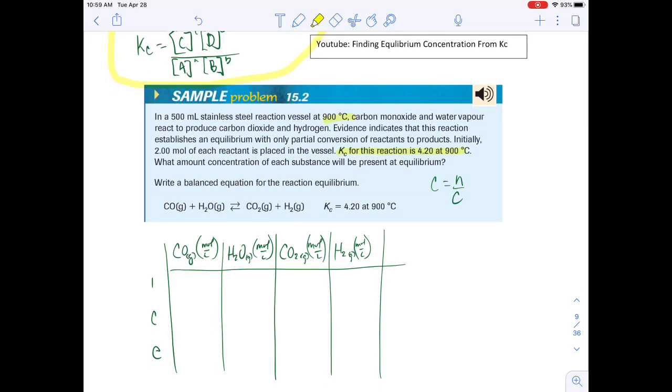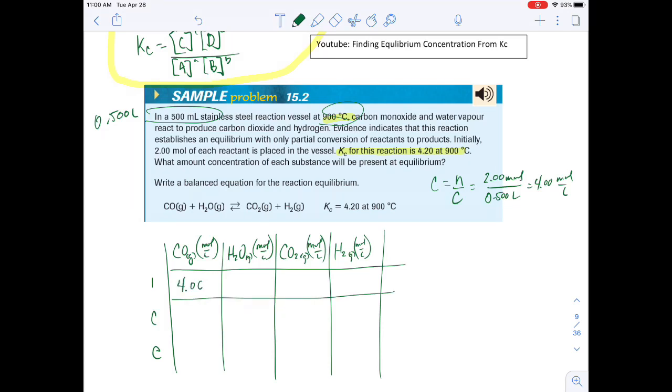So in this question, it says in a 500 milliliter stainless steel reaction vessel. So that's half a liter, first of all, so that's 0.500 liters. Carbon monoxide and water vapor react to produce carbon dioxide and hydrogen. They tell us the temperature, but again, that's because Kc, the equilibrium constant, is specific to a temperature. Evidence indicates that this reaction establishes an equilibrium with only partial conversion of reactants to products. Initially, 2 mole of each reactant is placed in the vessel. So to get their concentration, I'm going to take 2.00 mole divided by 0.500 liters, and this is going to be 4.00 mole per liter. And that's my initial concentration of both of the reactants.